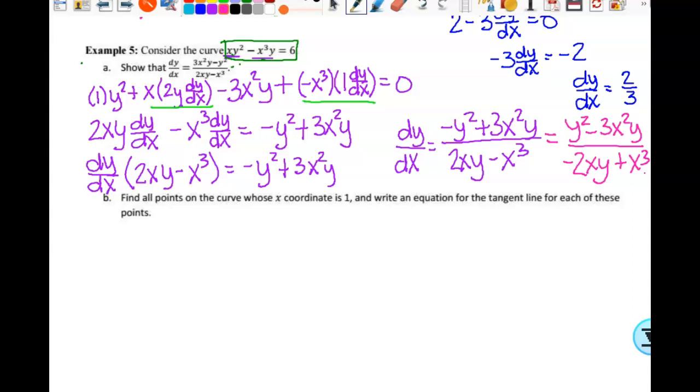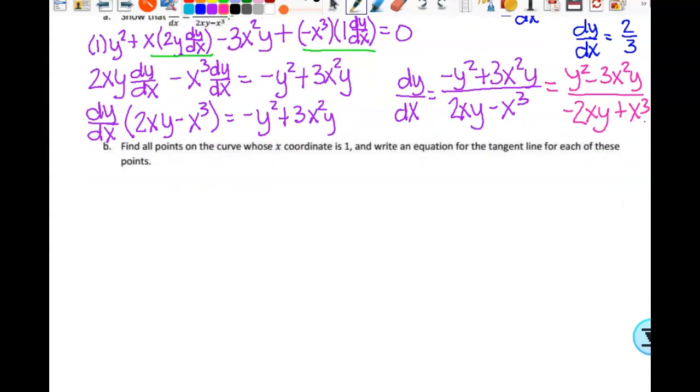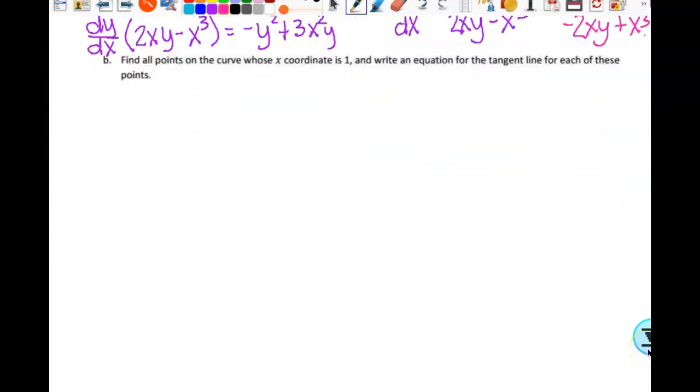Anything else? All right, so let's look at B. It says find all the points on the curve whose x-coordinate is 1 and write an equation for the tangent line for these points. Okay, so when we've been doing tangent lines up until now, we've just had one tangent line at one point. The way this is worded implies there could be more. It says find all points on the curve whose x-coordinate is 1 and write an equation for the tangent line for each of these points, right?